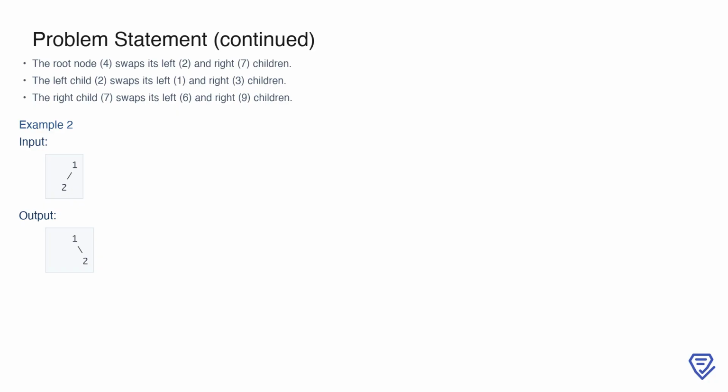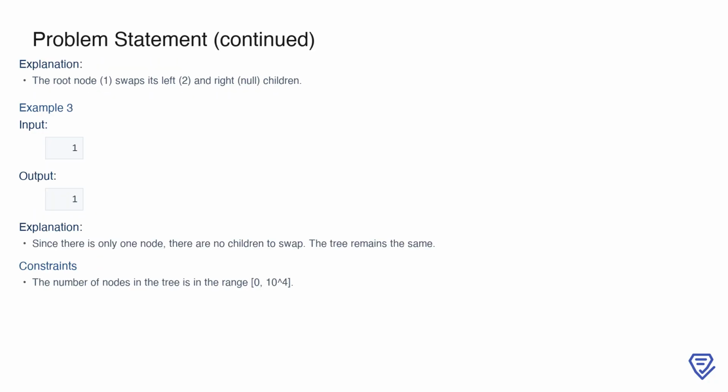Now, consider another example where the input tree contains only two nodes, a root node with the value 1, and a single left child, 2. After inversion, the root node, 1, swaps its left child, 2, with its right child, which was initially null. As a result, the tree has 2 as the right child of the root, and the left child becomes null. In the second example, we can see how inversion works even in a smaller tree. The root node, 1, simply swaps its left child, which is 2, with its right child, which is null.